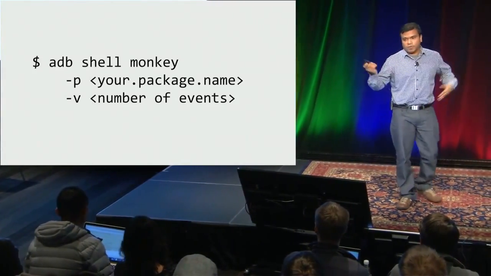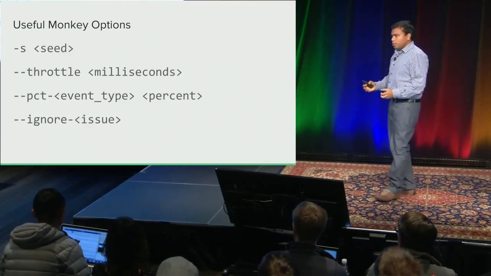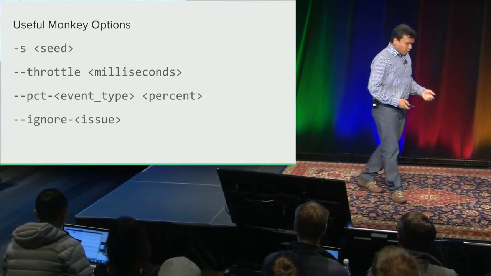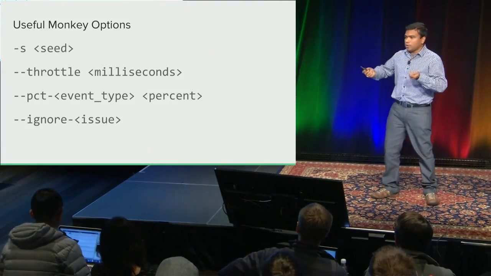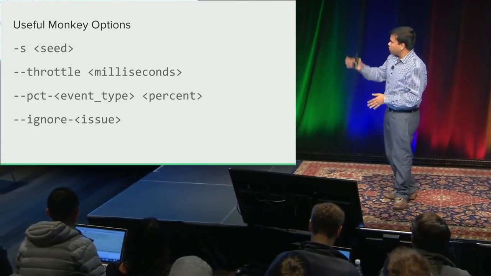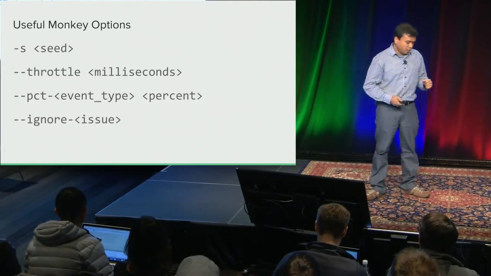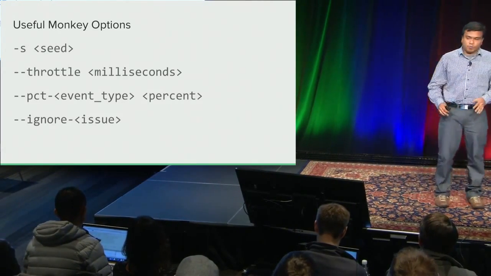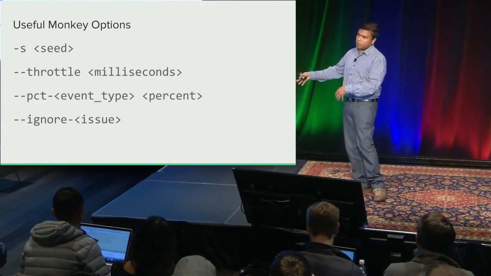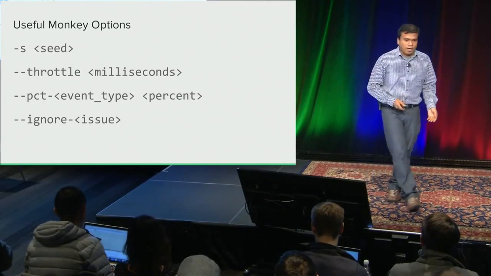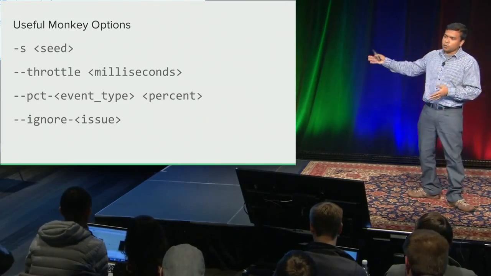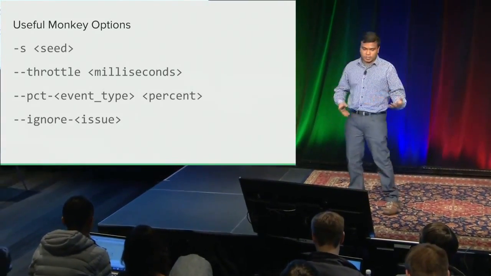This tool also has some advanced options. Since it's using randomization, you could set a seed for the randomization. You could also throttle this tool, telling it to wait a certain number of milliseconds between events. You could tell it to focus more on a certain category of events when choosing, so you can give a percentage distribution. And by default, this tool will stop after it finds the first issue, so you can tell it to ignore issues like exceptions or timeouts and so on.